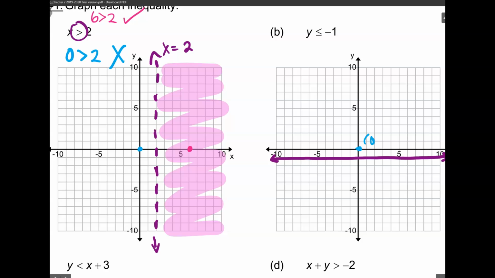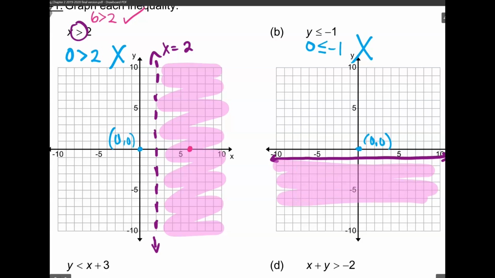So for my point, 0, 0, maybe I should label it over here. So the y value is 0. Is 0 less than or equal to -1? Is 0 less than -1? No, that's not true. It's greater than. So since that's not a true inequality, I can't shade the side where it's on. I have to shade the other side.